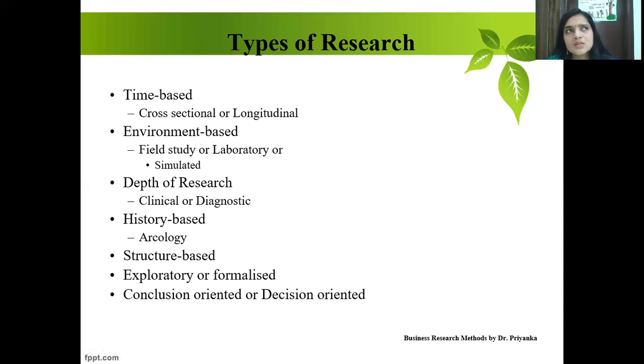Sometimes you already know that something is true, but you are just going to check it through business research; that is conclusion oriented research. Sometimes you have to take a decision on the basis of research; that is decision oriented research.